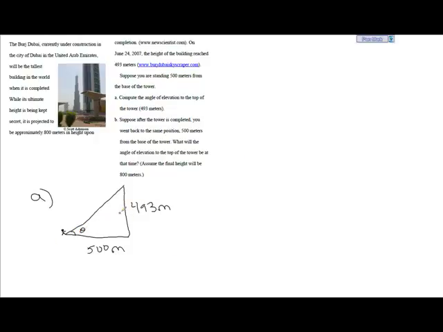Okay, well, we have really a couple of options. The simplest one, and we can assume this is a right angle, hopefully, since the building would very likely be straight. And so we see that we have an opposite and we have an adjacent, so we'll go ahead and use tangent. So we know that the tangent of theta, our angle of elevation, is 493 over 500.